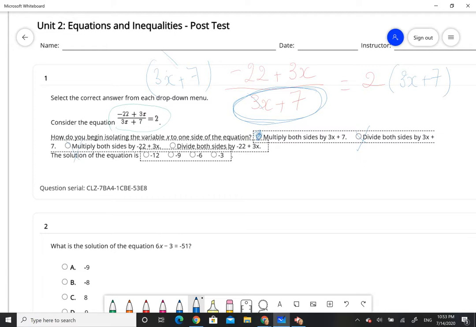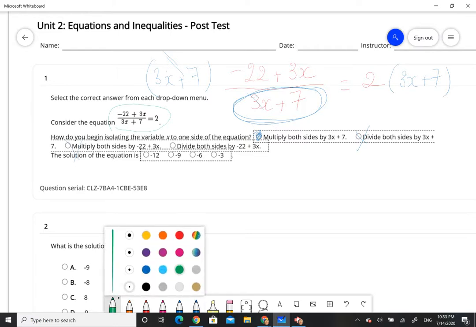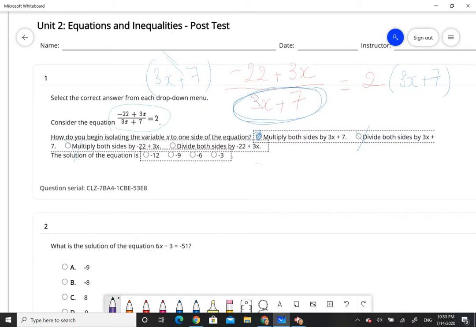So the solution to the equation, okay, so you find the solution of this. First, you cancel this, right? So the top, you have negative 22 plus 3x equals 2 times 3x plus 7, right?